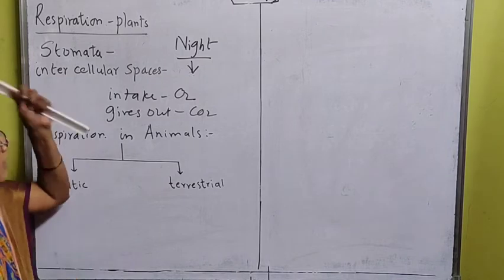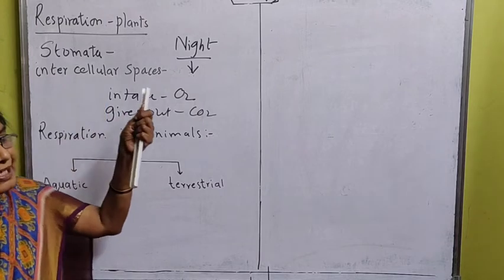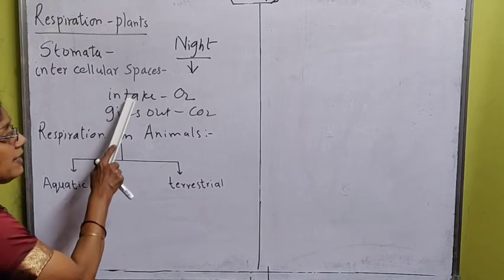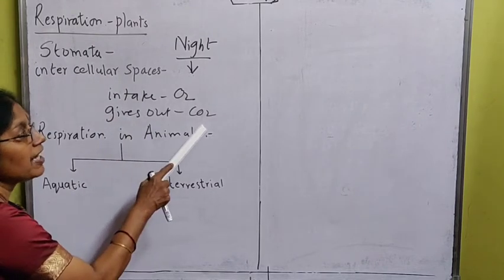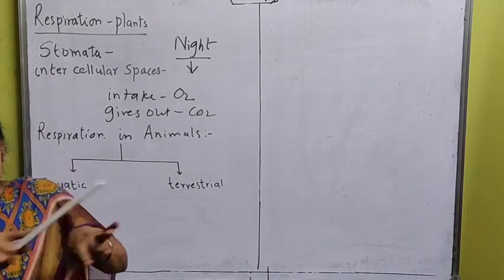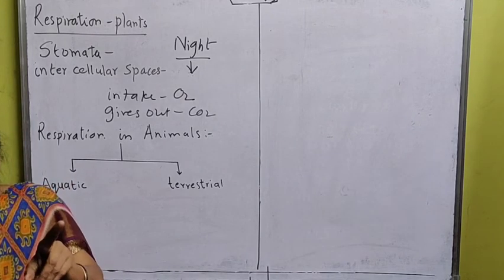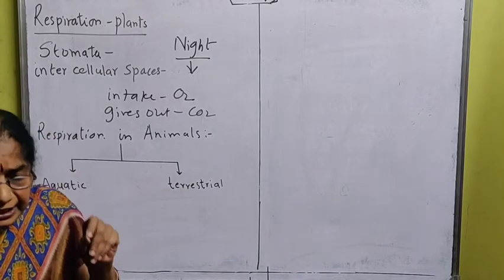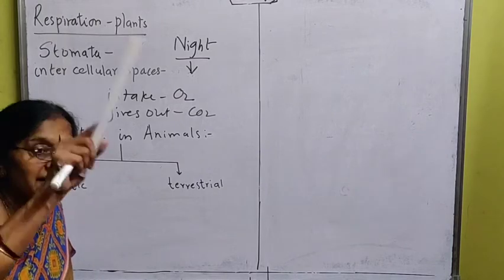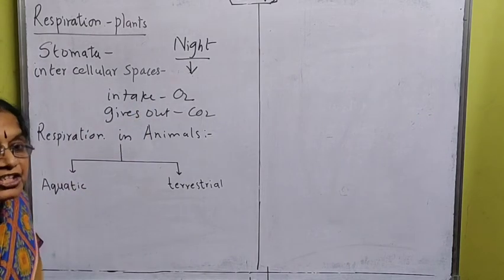So we came to know, respiration in plants is done through stomata and intercellular spaces. So plants, like us, can respire. They will take in oxygen and give out carbon dioxide. It will be done during the night time, because in the night time photosynthesis does not occur. Photosynthesis takes place in plants only during the daytime, because light energy is required and the sun is there in the daytime only. So that is what happens in respiration in plants.